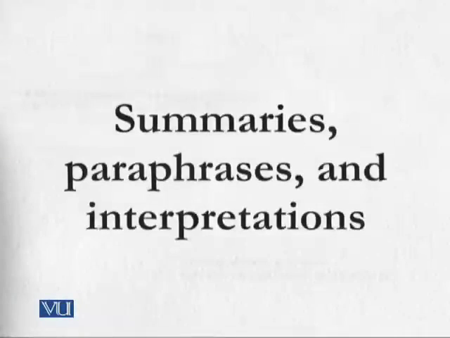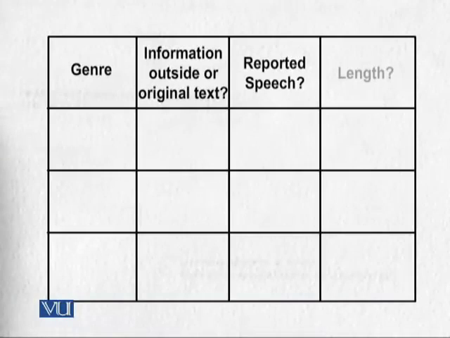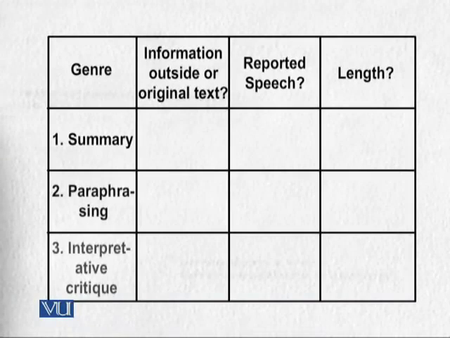To give you a comparison of the three things, I have prepared a table for you to understand. Look, the same three genres: summary, paraphrasing, and interpretative critique. And now three important things we have to ask ourselves. Number one, information outside the original text. It means the writer is going to only copy information which is given in the original text, or he can include information from other sources. Second question is reported speech. Is it going to be in direct speech or in indirect speech, which is, of course, reported? And number three, length. Length is going to be shorter or longer. Now, these are three basic concerns we have to ask ourselves.